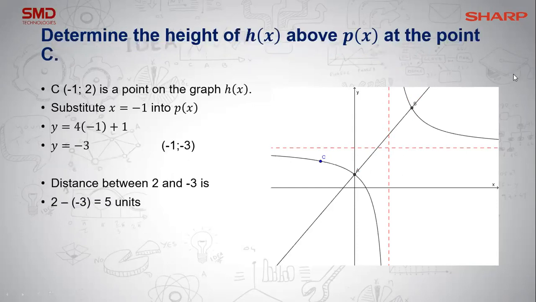Alrighty, determine the height of h of x above p of x at the point C. So here's C, and we know that the C value is negative 1 and 2. So we need to find the y coordinate for p. So we substitute negative 1 into that, and we get p is negative 3. So now we're doing a distance calculation. From the x asymptote to C is 2 units, right? And from the x asymptote to this coordinate is 3 units. So our total distance is going to be 5 units. Okay.